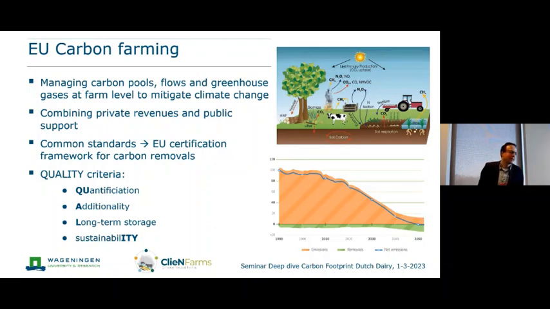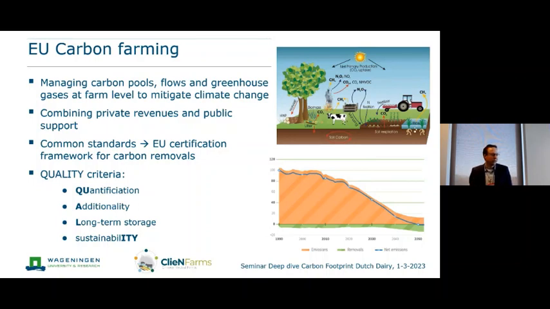Then on my last slides, I want to discuss a bit more on carbon farming. We see now a lot of attention for carbon farming. So carbon farming is really managing carbon pools and flows and greenhouse gases at the farm level to mitigate climate change and to receive a payment for the action they take to sequester carbon. So the EU wants to stimulate carbon farming and provide private revenues for farmers, but it also requires public support.